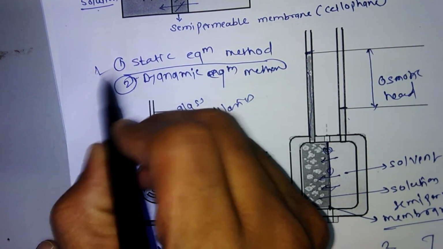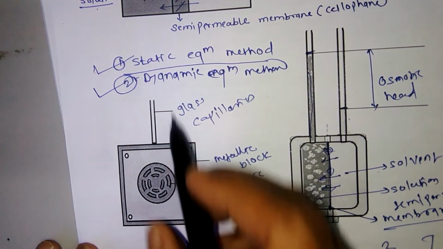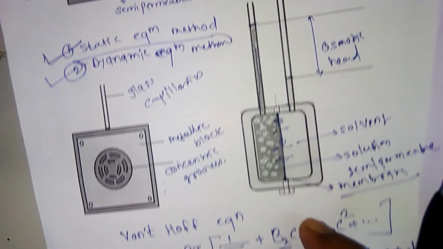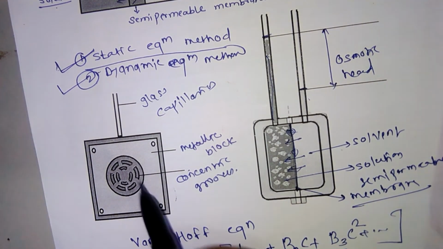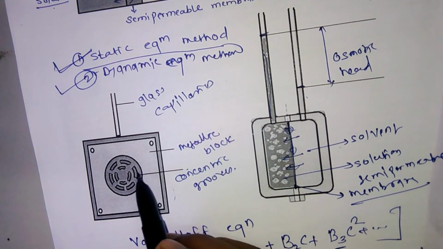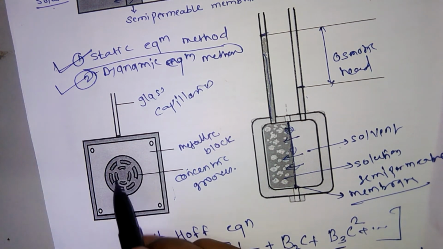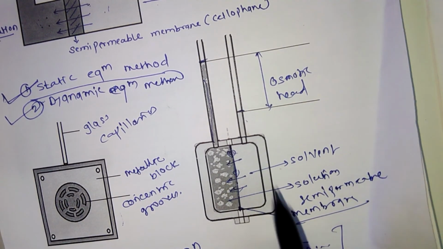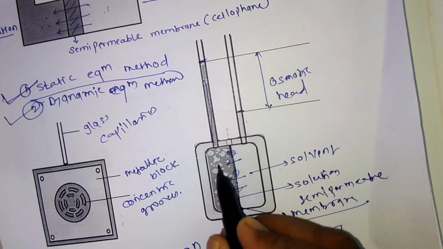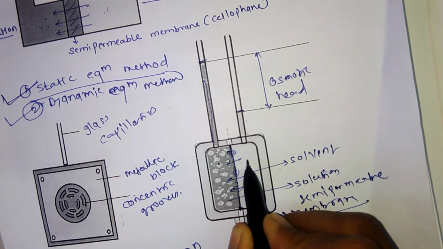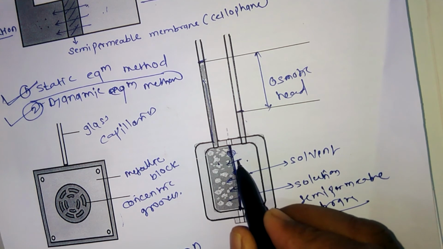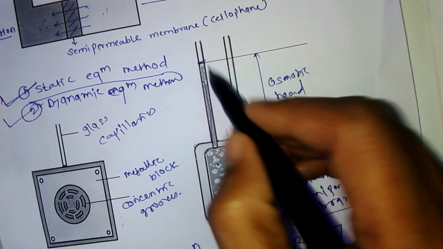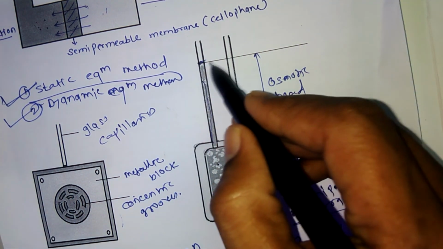Now there are two methods: the static equilibrium method and the dynamic equilibrium method. In the static equilibrium method, the same principle is used in both cases. This is a metallic box in which there are some concentric grooves which have the semi-permeable membranes. This is another view of that technique. Here, the solution and solvent compartments are separated by the semi-permeable membrane, and the solvent comes from the solvent compartment to the solution compartment regularly, and the level of the liquid in this capillary goes on increasing.